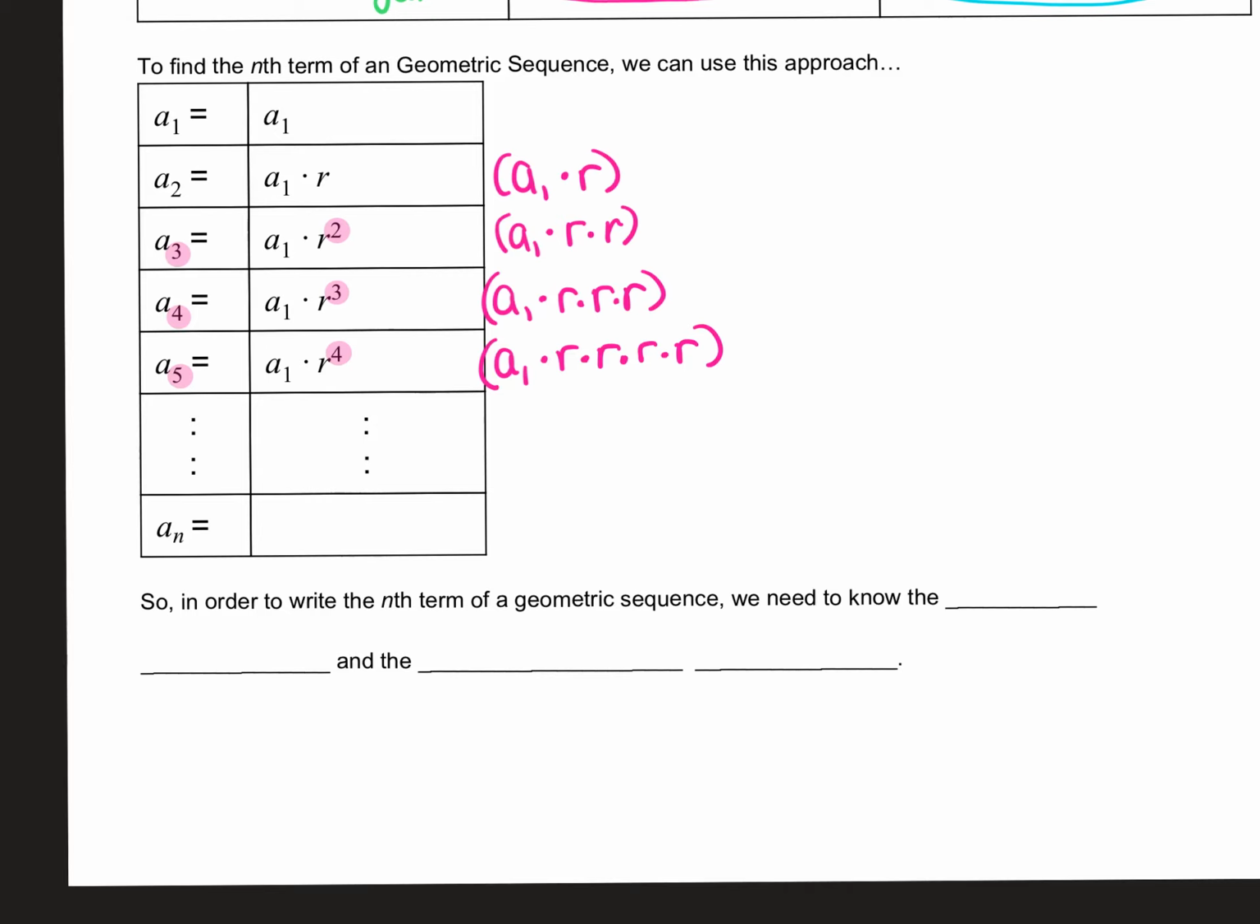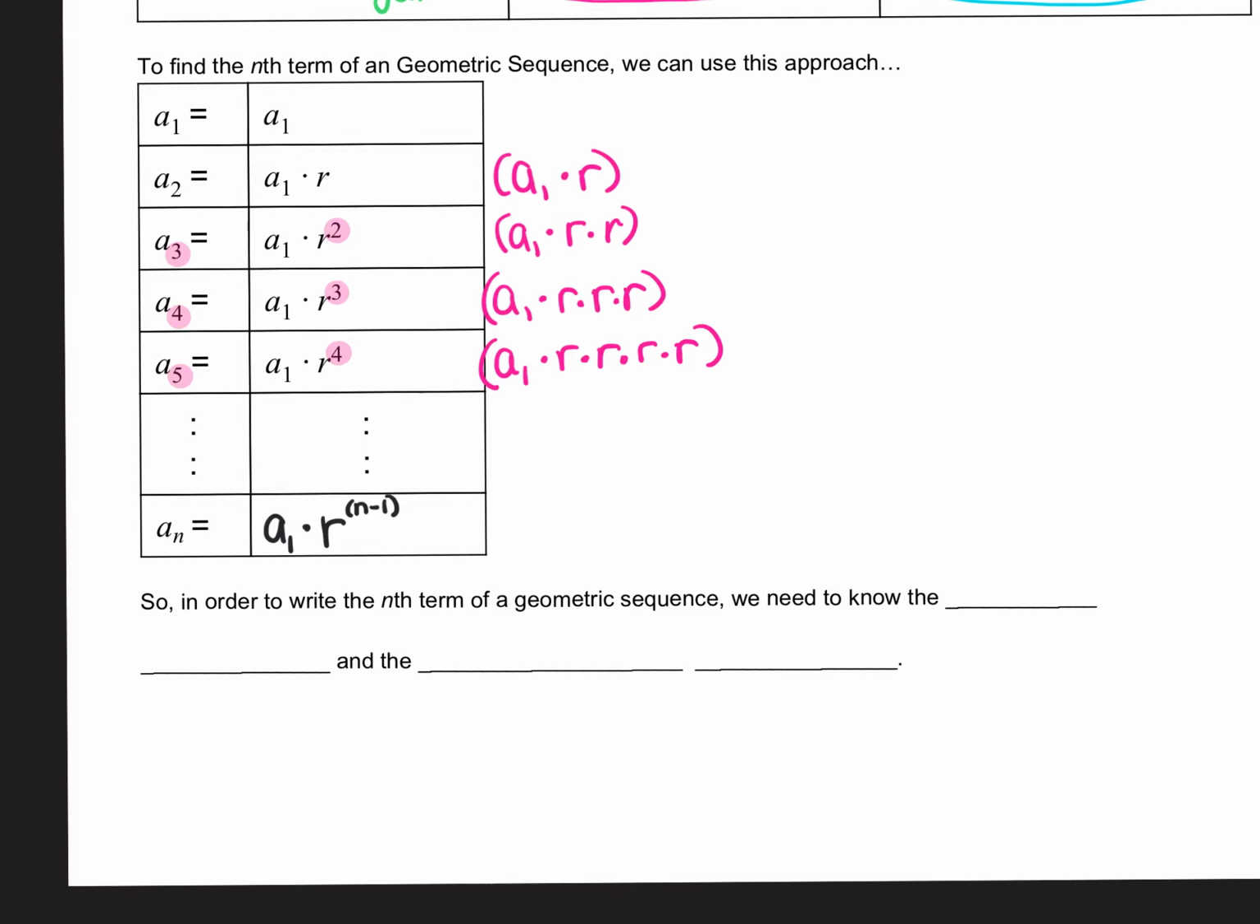So it's always going to be A1 times R to some power, and that power ends up being 1 less than the term we're finding. So n minus 1. Now there is a way to do this that you learned in Algebra 1, where you wrote it for the 0th term. If you remember that, go for it. If not, this is how we're going to approach it for this class.